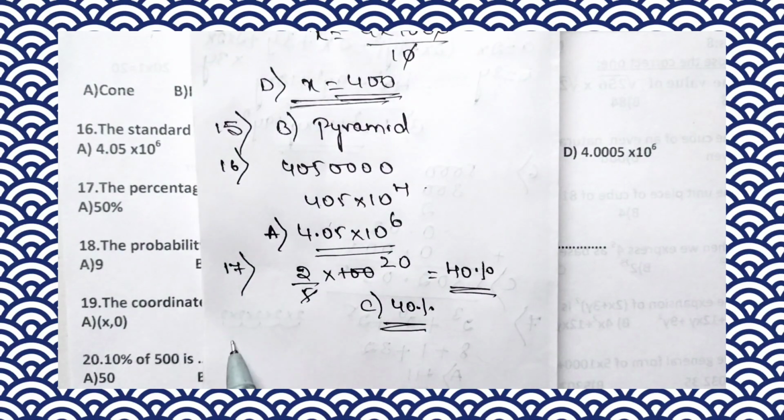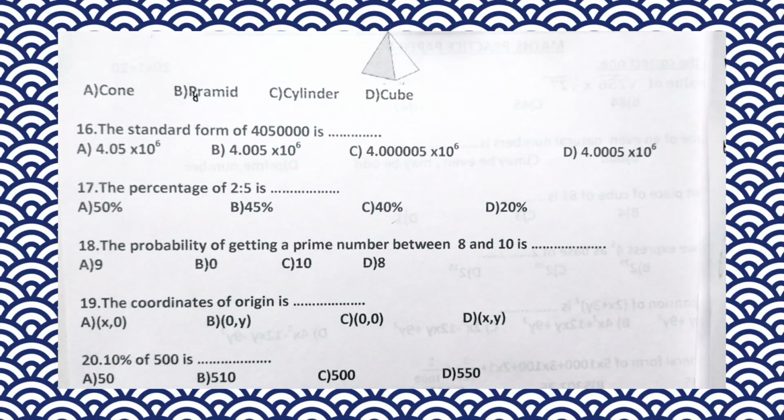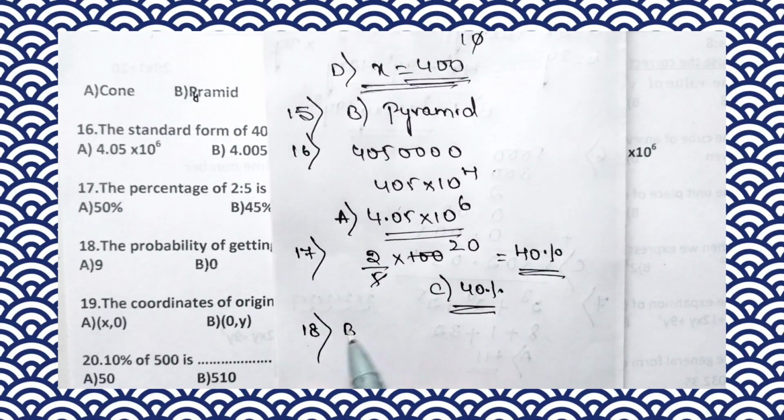Now let us move to the 18th question. The 18th question is: the probability of getting a prime number between 8 and 10. So he has asked for a prime number between 8 and 10. The probability of getting a prime number between 8 and 10: no prime number exists between 8 and 10. Therefore the answer for the 18th question is 0. That means no prime numbers. So the answer is B, 0.